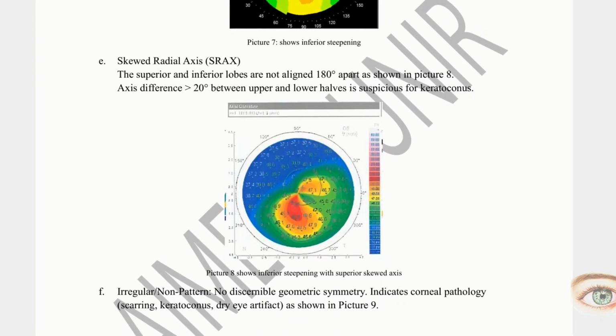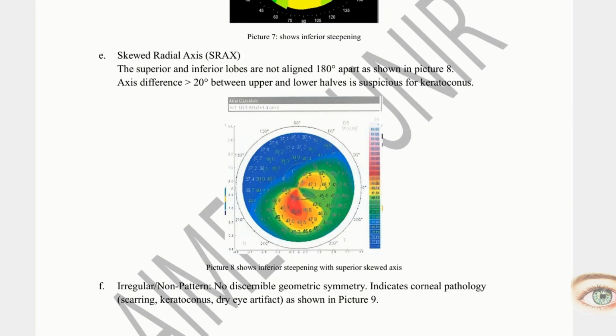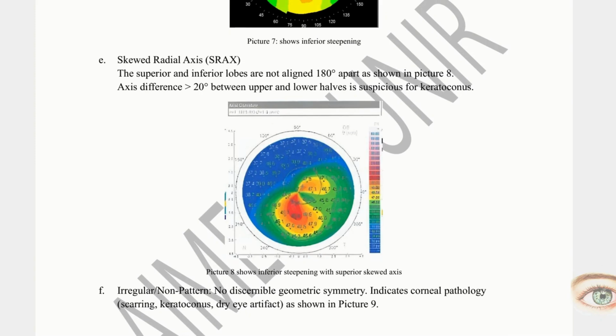Now, what is this? This right here is a skewed radial axis. What is a skewed radial axis? It is where the bow is not straight. The superior bow right over here is rotated more than 22 degrees. Now, there is a normal range. If the bow is skewed less than 22 degrees, it is acceptable, but if it is skewed more than 22 degrees, like more than 30 degrees, it is not acceptable, and this is a sign that it might be some kind of ectatic disorder.